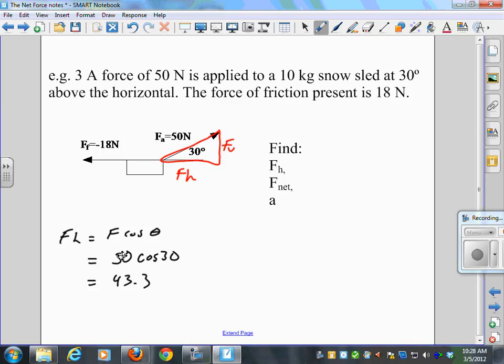Okay. Now the net force, because we've got 18 newtons backwards here, is the applied force plus the friction force. So that's going to be our 43.3, and then we're going to subtract 18 from that. Yes, Quinn? That's your Fh, what about Fa? That's the overall applied force. 50 newtons is being pulled up at 30 degrees. Okay, I guess in this case, you're right, it's the horizontal.